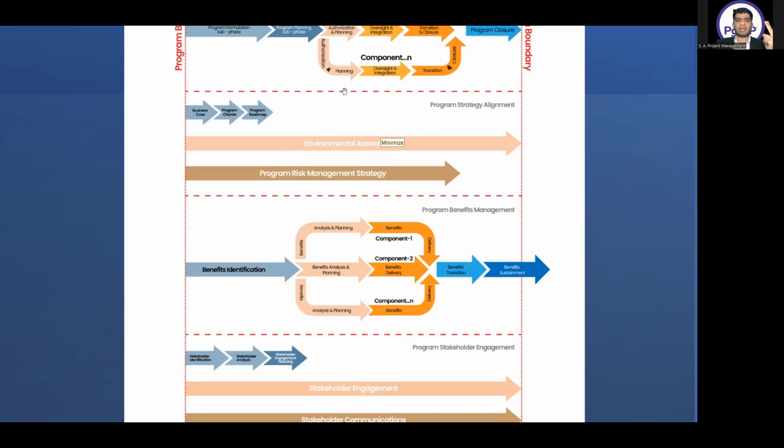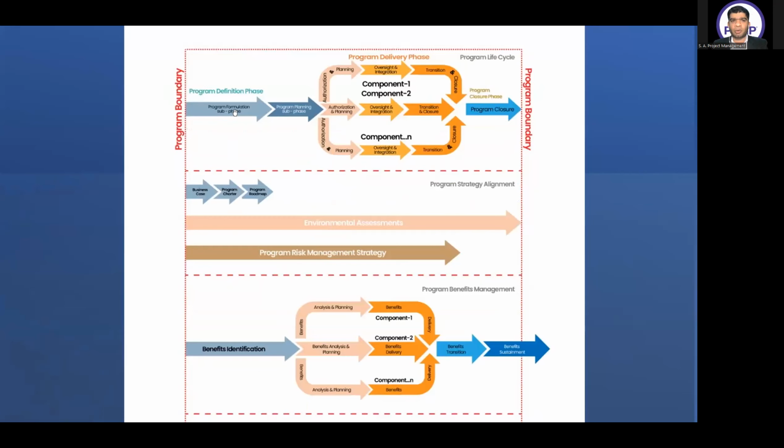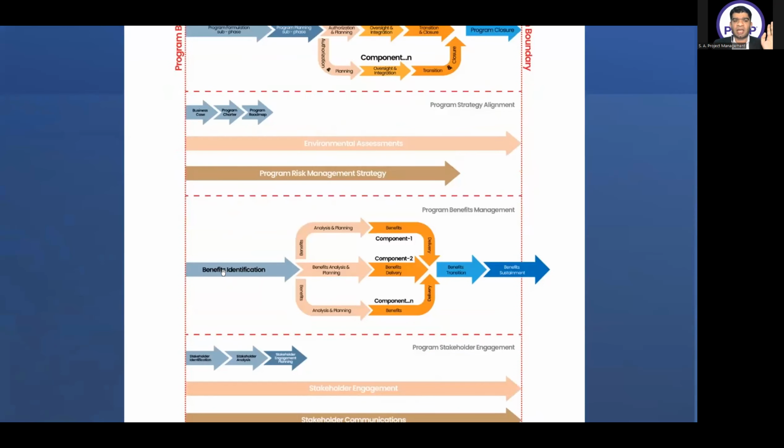Benefits register, correct. The same is the case if we are identifying any risk, it will go to the risk register. Similarly, when I identify the benefits, it will go to the benefit register. In this program, always keep in mind this on the top side. We are working in the program formulation surface, okay? Here, first of all, we identify the benefits, which is going into the benefit register.